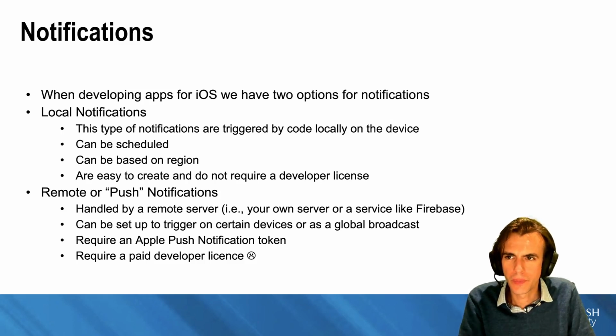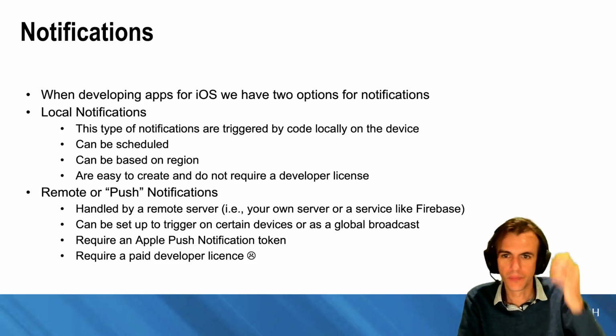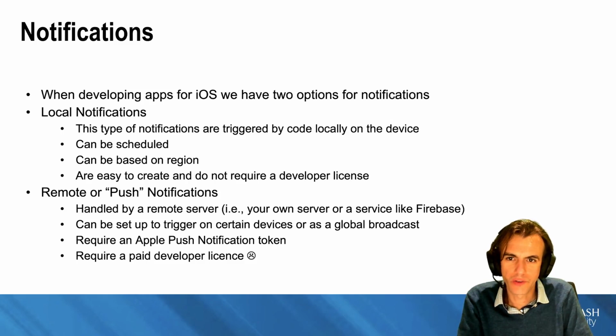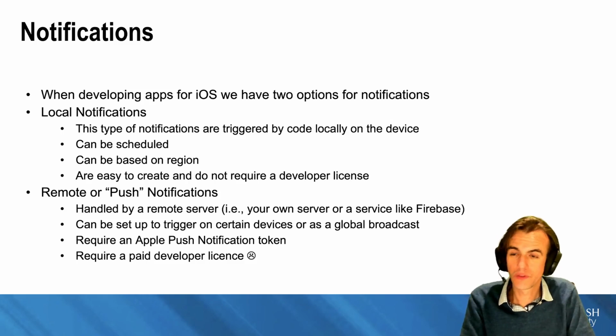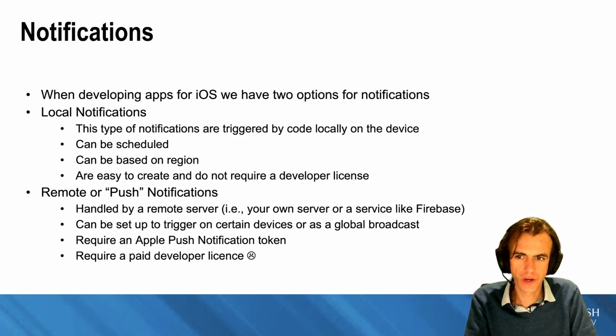So, notifications are very commonly used as a way of letting the user know that there's some new data or something that requires their attention. And we have a couple of options. The first is local notifications. These ones we can trigger through code locally on the device. We can schedule them to happen at a particular time. We can trigger them based on location. And they're pretty easy to create and they don't require any kind of developer license. So this is obviously appealing to us.